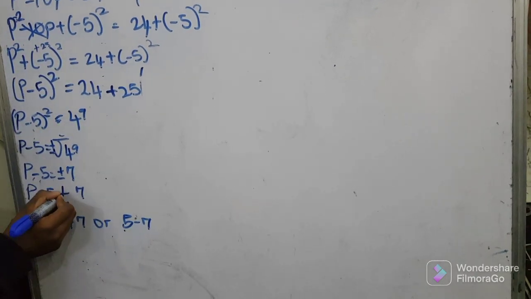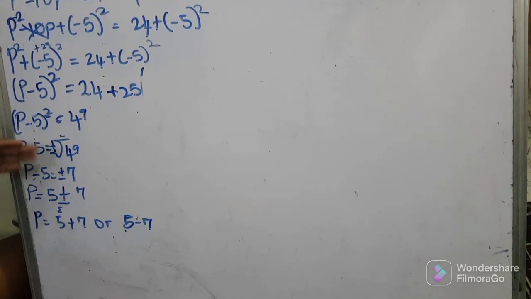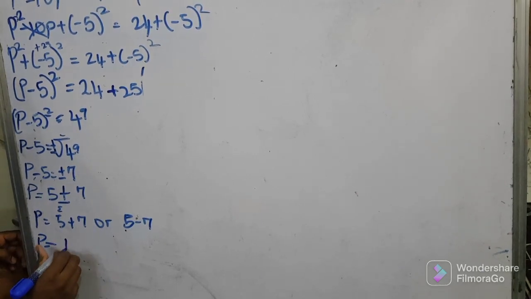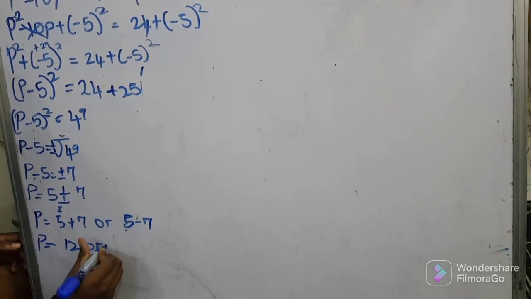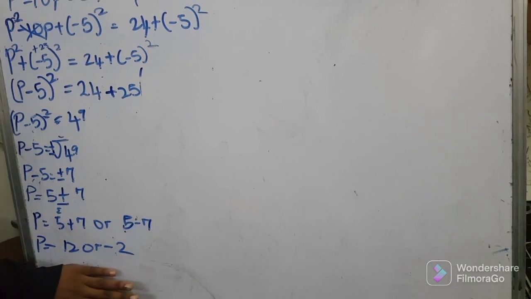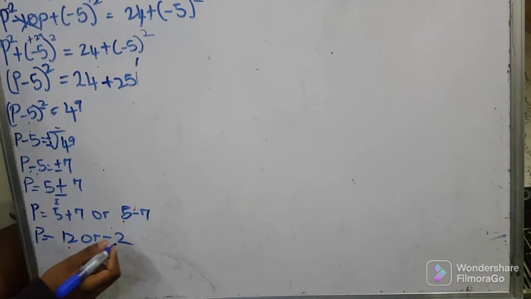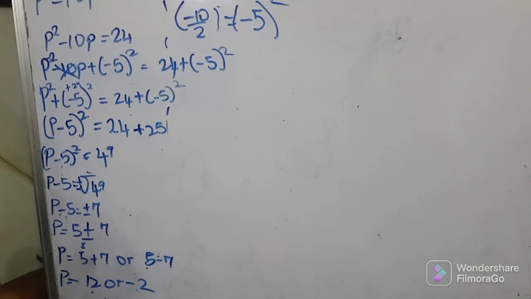That's the use of this plus or minus sign. I'm sure many of you are wondering about this. P equals to 12 or minus 2. And as you saw earlier, when I used the factorization method, it gave me 12 or minus 2, which shows my answer is correct.